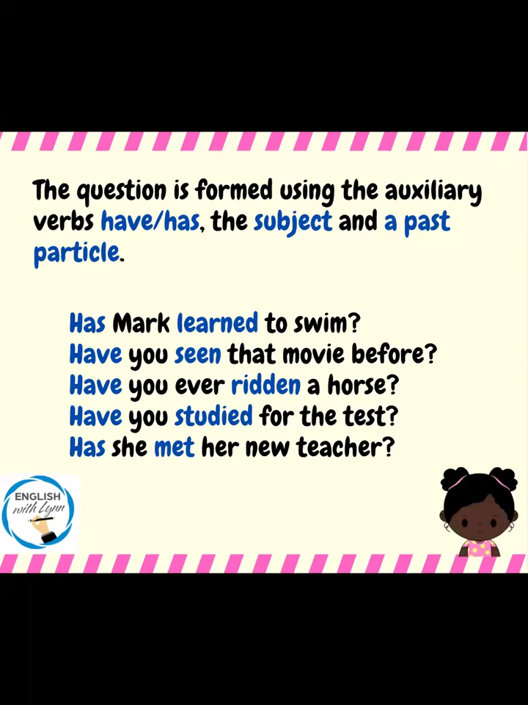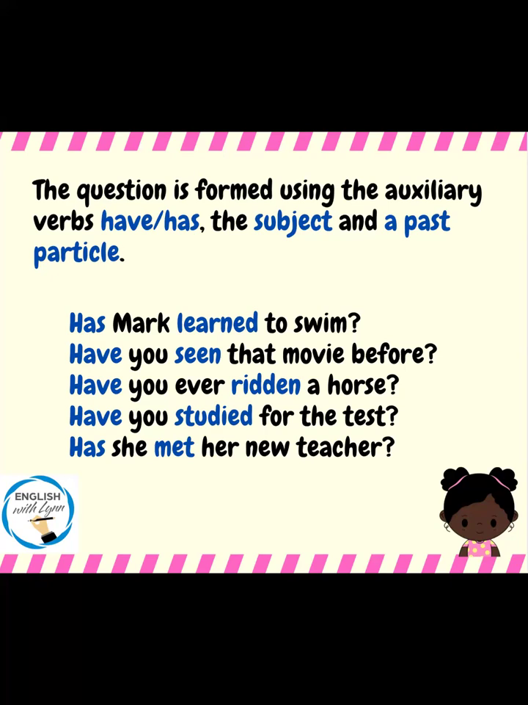Okay. And then when we create the question, we need to switch things around. So we need the auxiliary verb at the beginning. So the has or the have goes at the beginning. Then you would have the subject, and then you would have your past participle. And sometimes within these questions, you will have the ever. So have you ever ridden a horse? It's asking if it has been previously done.